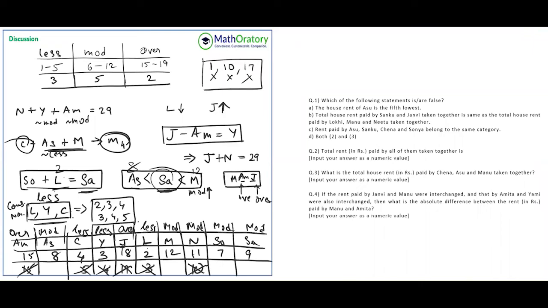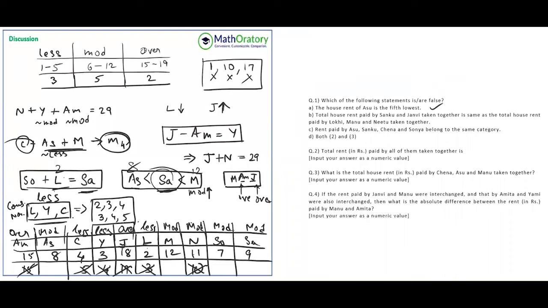So if Asu is the 5th lowest, it implies that there will be 4 numbers below Asu, right? So Asu is 8. So let's look at the numbers below Asu. 4 is below, 3 is below, 2 is below, and 7 is below, right? So there are 4 numbers. So this statement is actually true. We are looking for the false one. So this is true.